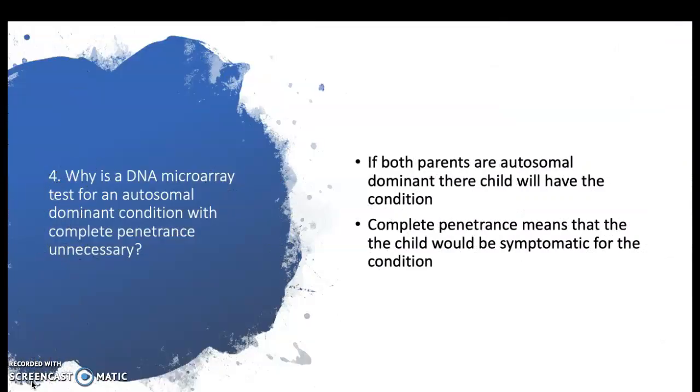The fourth question is, why is a DNA microarray test for an autosomal dominant condition with complete penetrance unnecessary? The reason for a DNA microarray test is to determine if the parents are carriers of the condition and ultimately if their child will have the condition. But if both parents are autosomal dominant, there is no need to conduct the test. Complete penetrance in a dominant gene would be 100% present in all offspring.